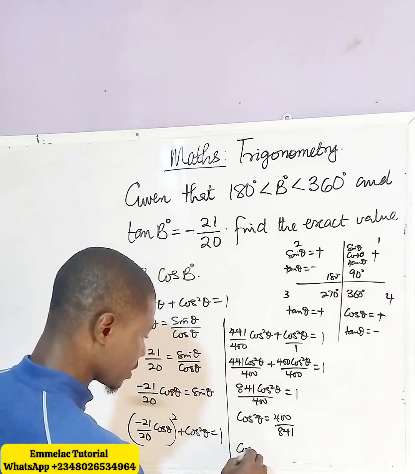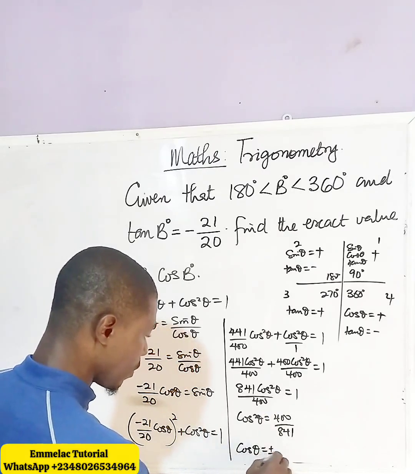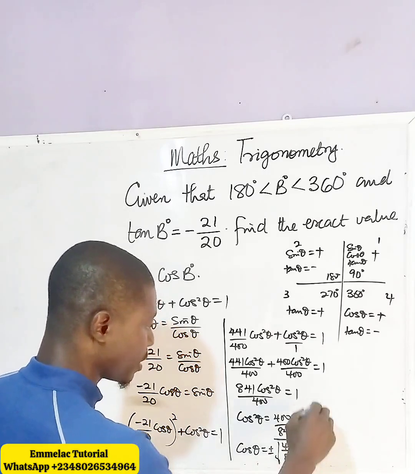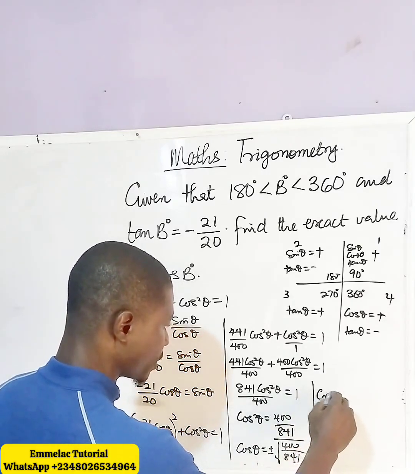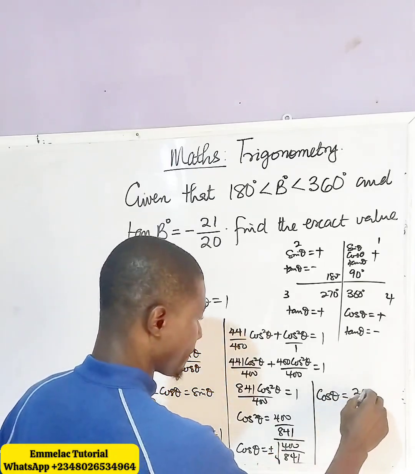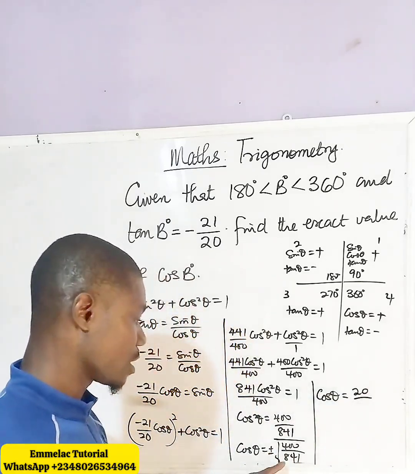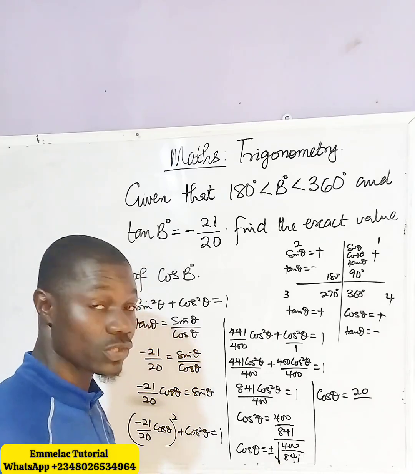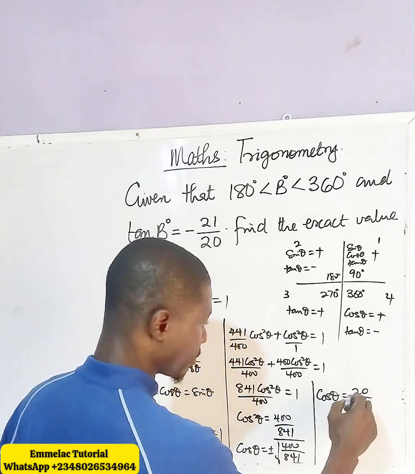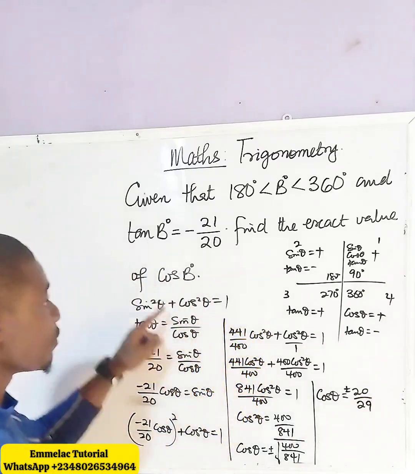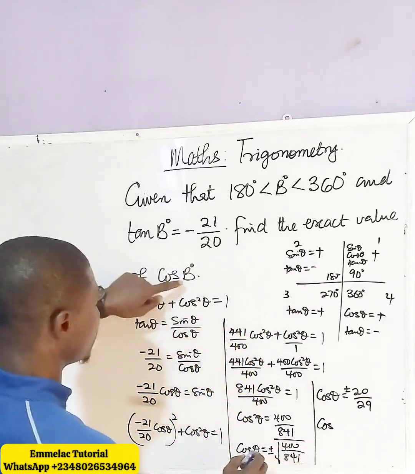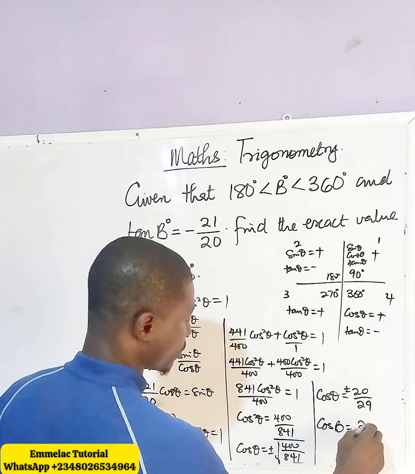This will give us cos theta equals plus or minus the square root of 400 all over 841. The square root of 400 will give us 20, all over the square root of 841, that should give us 29. Take note, this is plus or minus, but we are told to find the exact value. For the exact value, we have that cos b this time around will give us 20 over 29.